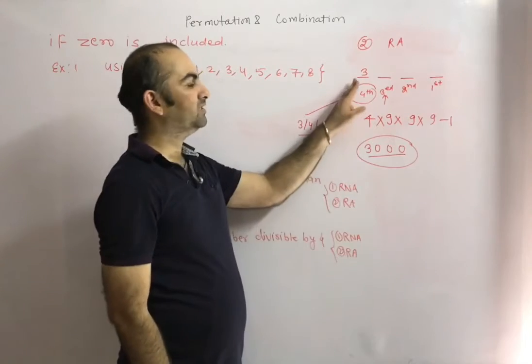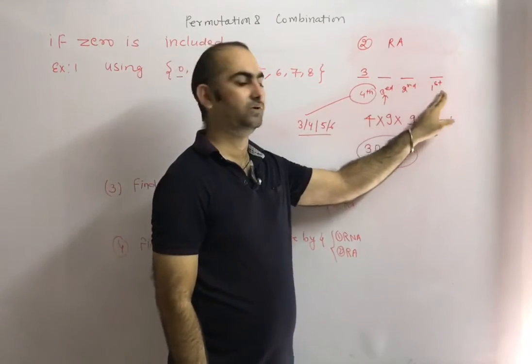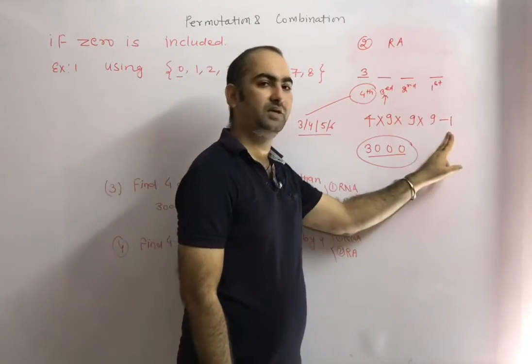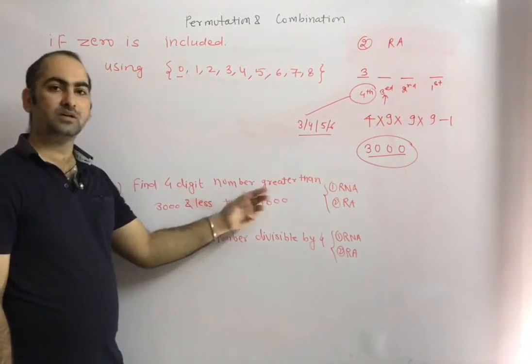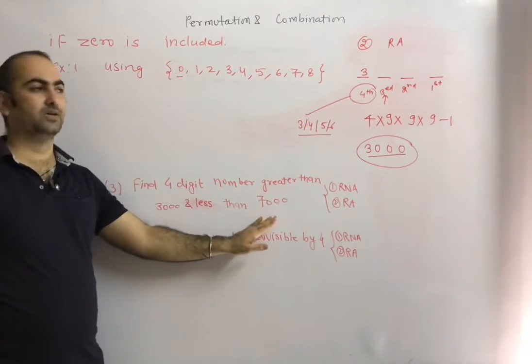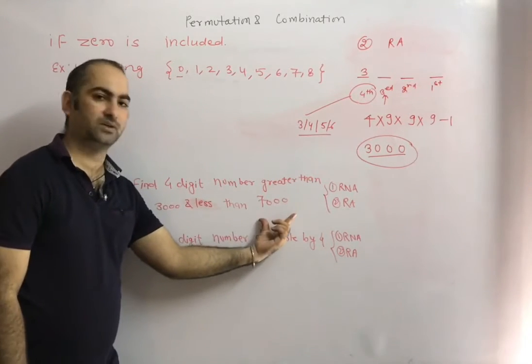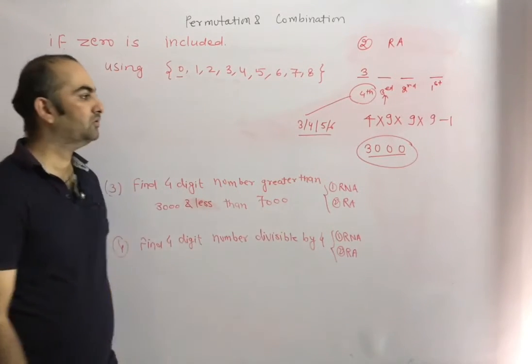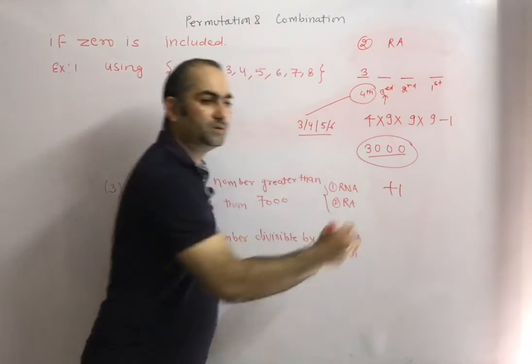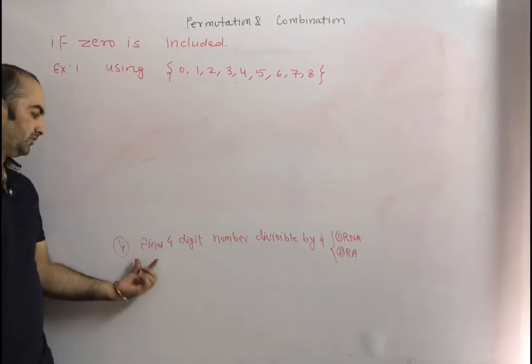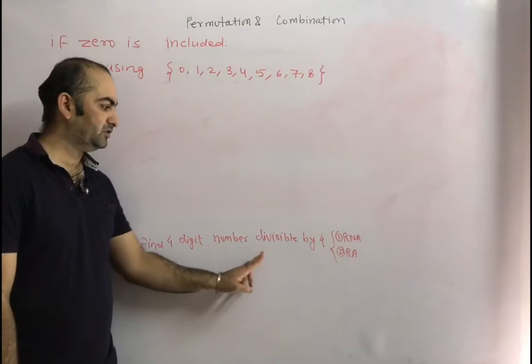Minus 1 because we will get 3000 in this one. Okay. If this number is 3 and the other numbers are what? 0, 0, 0. So we'll get 3000. So that's why we are subtracting, because we want a number greater than 3000 and less than 7000. 7000 is not possible. Okay. Suppose we want it to equal 7000. Okay. If we want 7000, then what do you have to do? Plus 1.